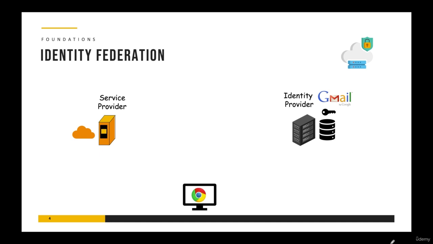Let's see how the Identity Federation flow works. So let's say you have an existing Gmail account and you want to log into a new website. So that new website is the service provider. So you want to access a new service and you have an account on Gmail, and since you will be using that account, Gmail would be the identity provider in this example. And the service provider and the identity provider, Gmail in this case, have a trust relationship.